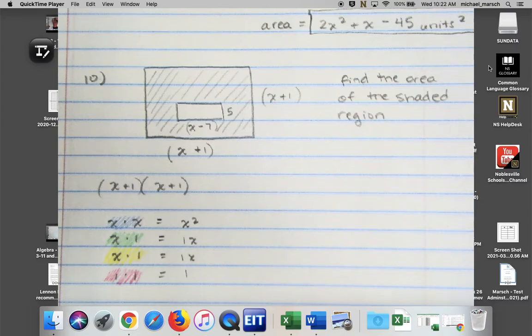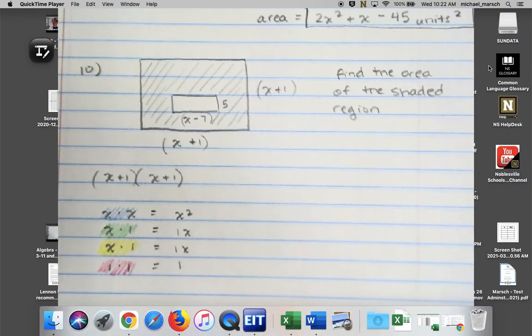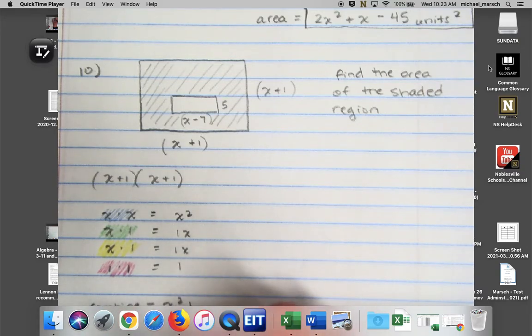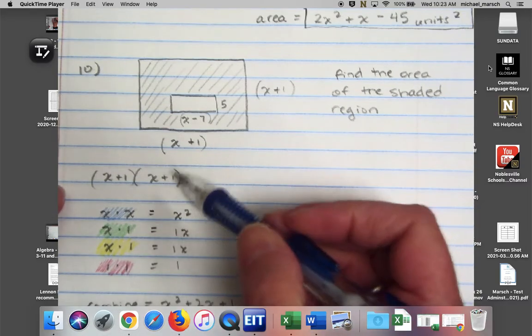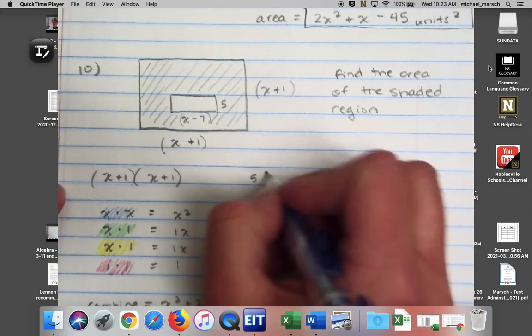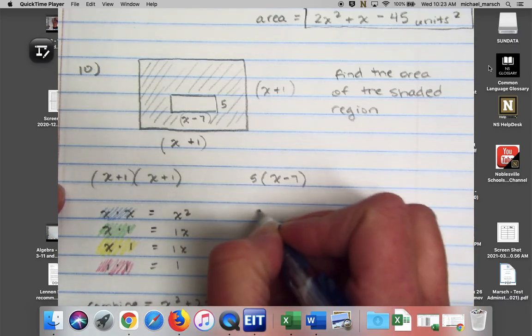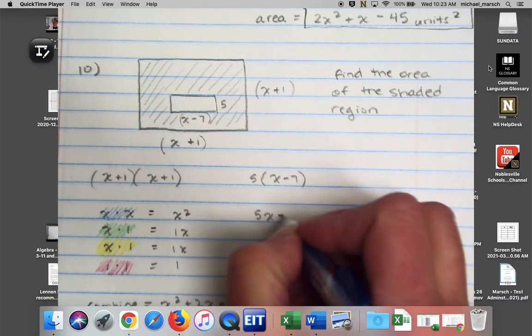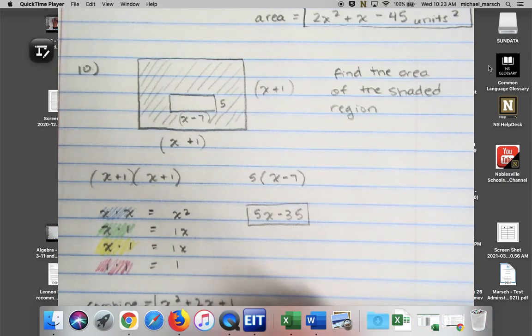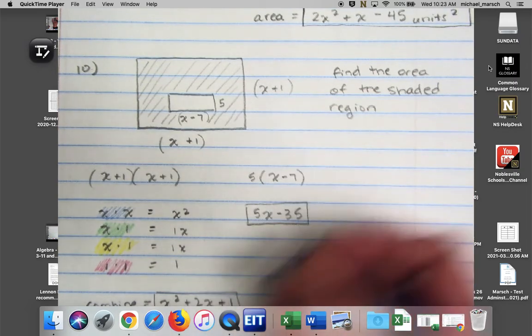Okay. All right. So we've got our outside square. We're going to combine these. So we've got x squared plus 2x plus 1. Perfect. Now we need to find the area of this little teeny tiny rectangle here. So we're just going to do 5 times the quantity x minus 7. So we get 5x minus 35. Pretty easy, right?